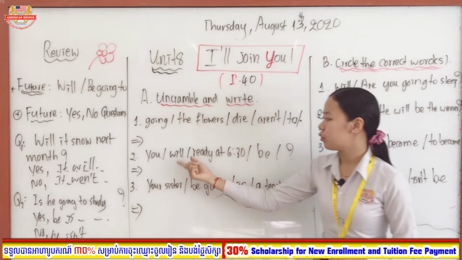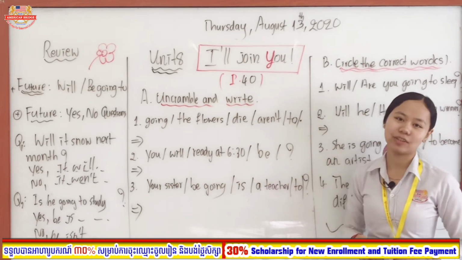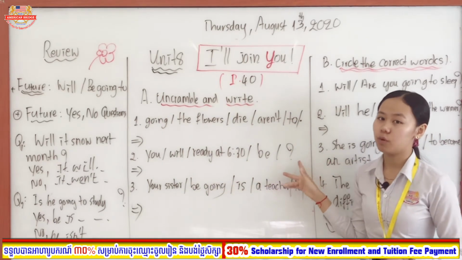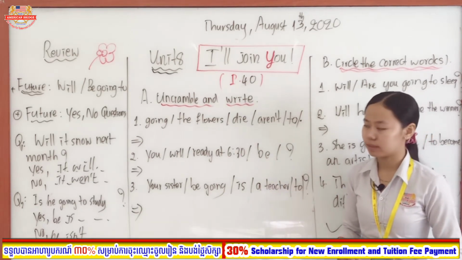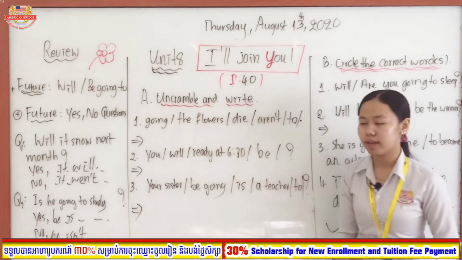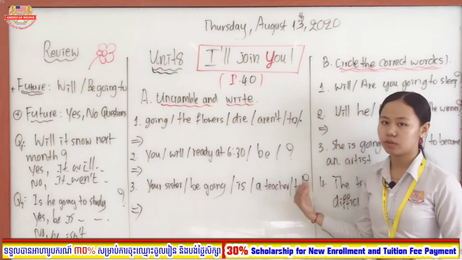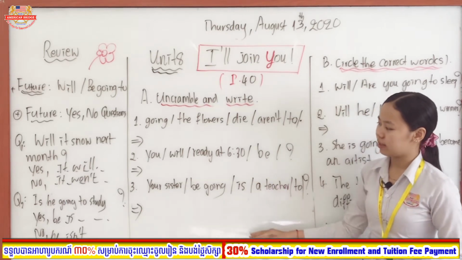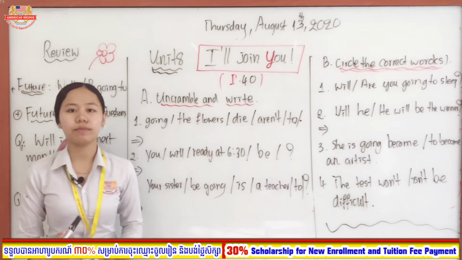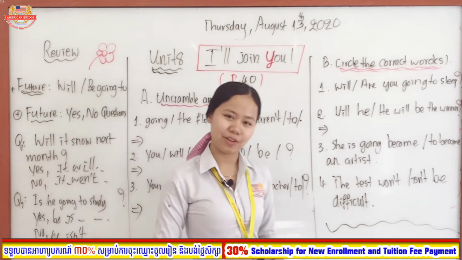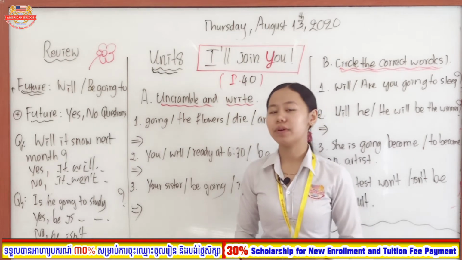And number two, you will ready at 6:30, and then a question mark. You can tell that it is in the question form, so look at the question form and then put it in order. And number three, your sister, be going, is, a teacher, and to, and then a question mark. You can look at the form as well. Now the teacher gives all of you 2 minutes to work on this exercise because it's very easy. After that, we will check the answers all together. So let's go.